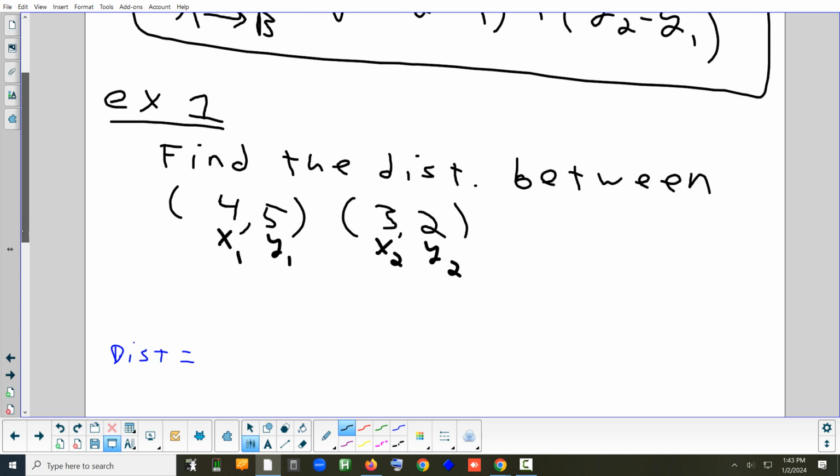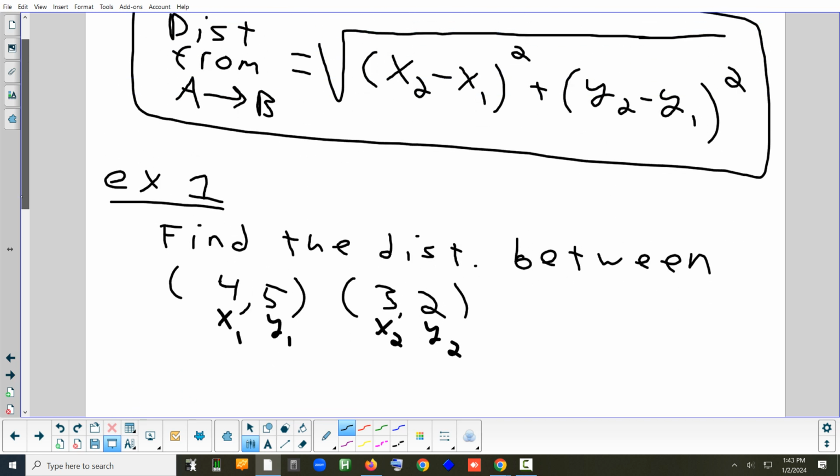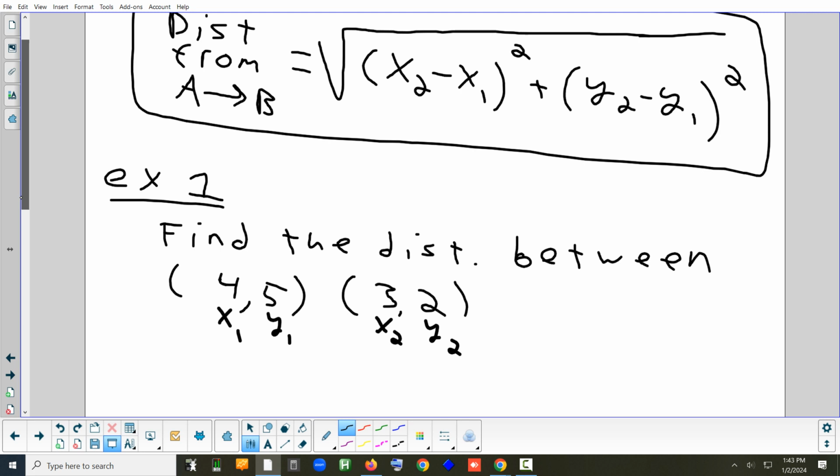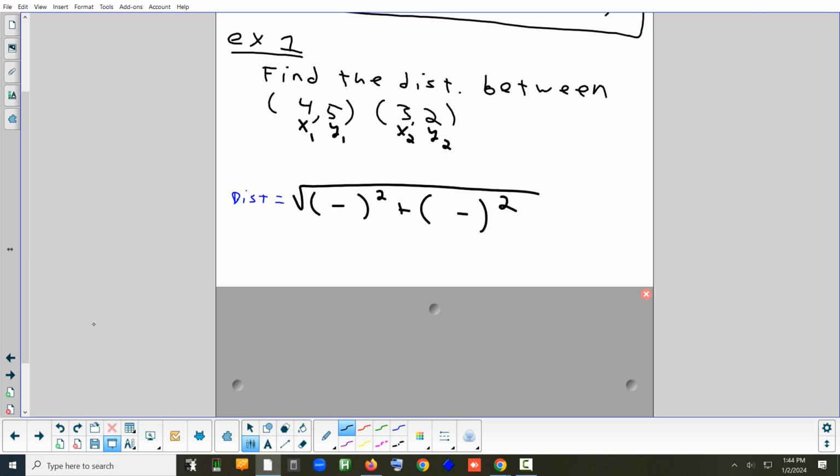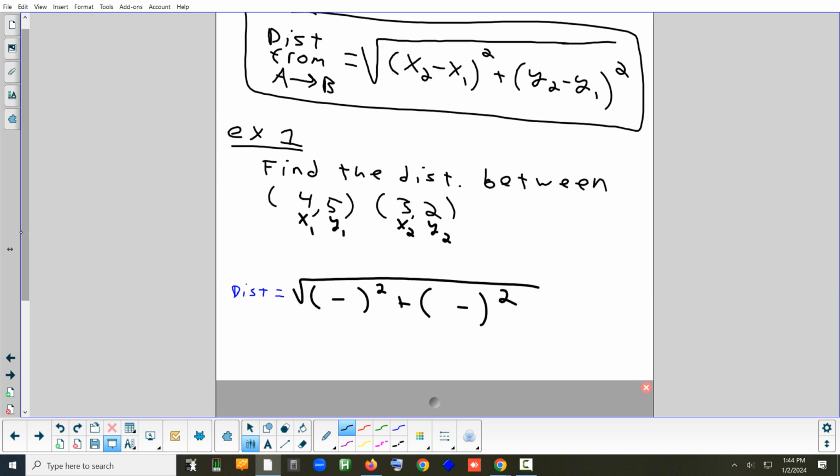All right, so let's try it. So fill in everything to that formula up above. What I usually do is write out the whole thing first. So now I don't have to think about the formula, I just have to fill into it. All right, Cam, what's going to go in the first spot? 3. Yep, 3 minus 4. And then minus x1, which is 4.